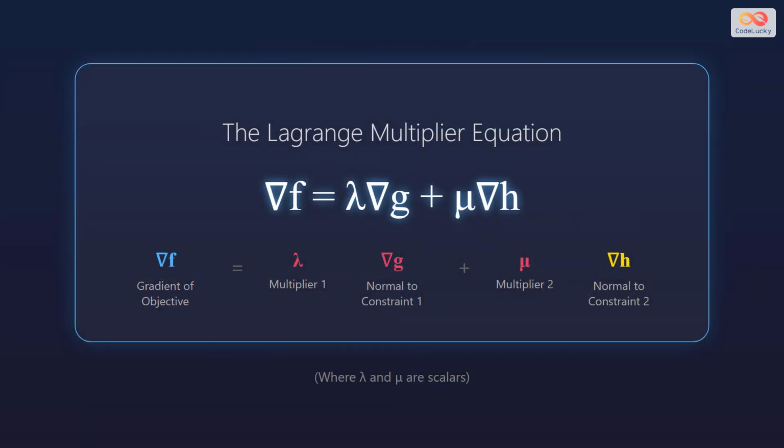We can express this geometric idea algebraically. If del f lies in the plane spanned by del g and del h, then del f can be written as a linear combination of them. This gives us our master equation. Del f equals lambda times del g plus mu times del h. Here, lambda and mu are simply scalar numbers, which we call the Lagrange multipliers.